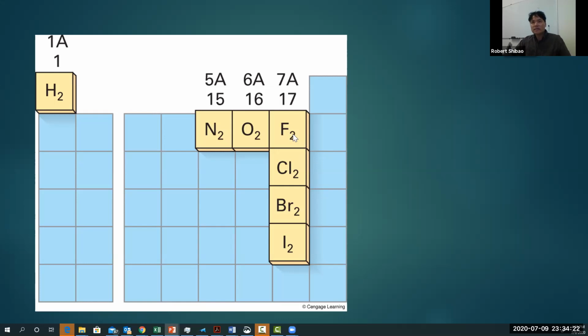And so fluorine gas is F2. Chlorine gas is Cl2. Nitrogen gas is N2. So we got to remember these.